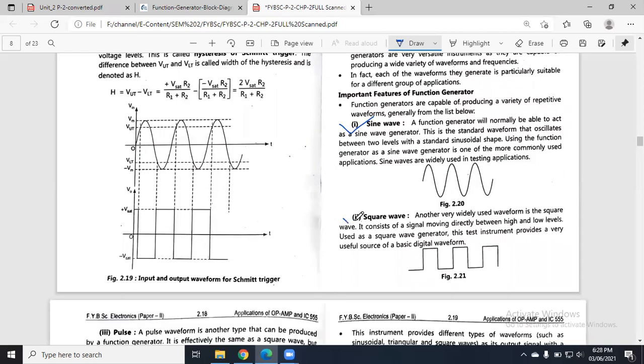Up next we have, second, a square wave. A square wave is what? It is an on and off period of time. Here on time is equal to off time. That is, the duty cycle is about 50% in case of a square wave, right?